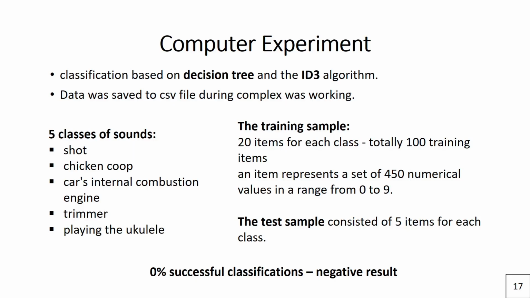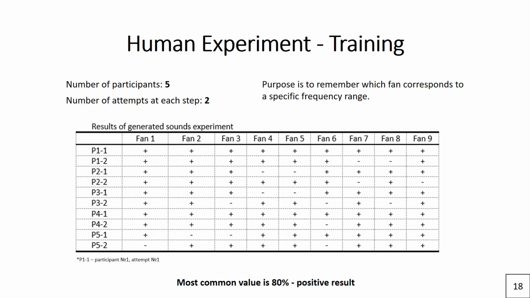The computer experiment is classification based on a decision tree and the ID3 algorithm. The data was saved to a CSV file while the complex was working. The experiment was done for 5 classes of sound. The training sample is 20 items for each class, totally 100 training items. An item represents a set of 415 numerical values in the range from 0 to 9. The test sample consists of 5 items for each class, but we got 0% of successful classification, a totally negative result. Let's move to the human experiment.